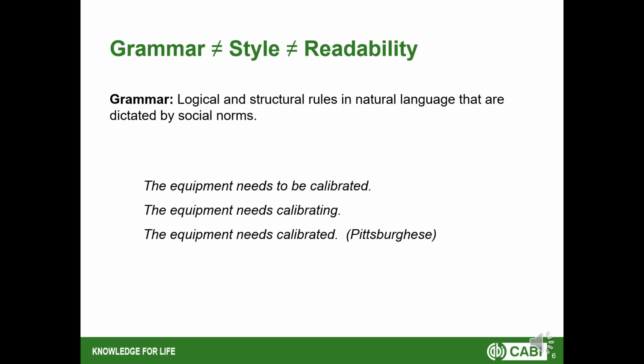So these three sentences, the equipment needs to be calibrated, the equipment needs calibrating, and the equipment needs calibrated, are all considered grammatical in different places and contexts, particularly in spoken language. The last one, the equipment needs calibrated, is specific to Western Pennsylvania or the city of Pittsburgh in particular.